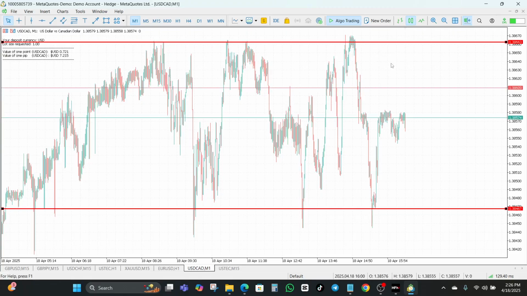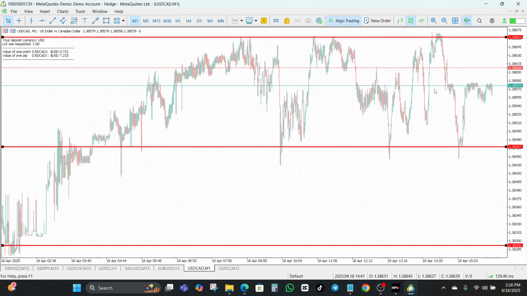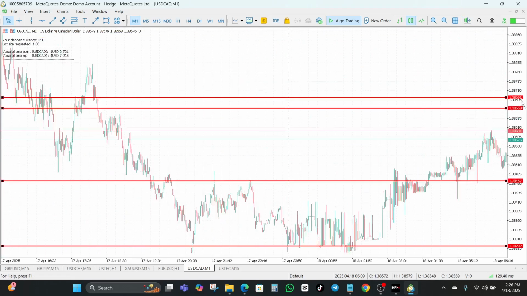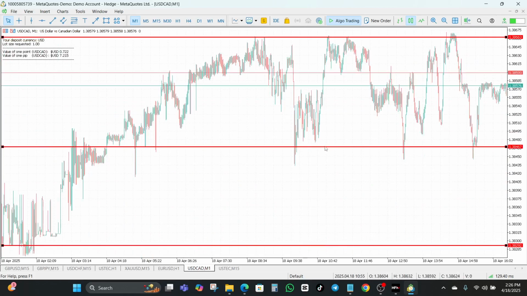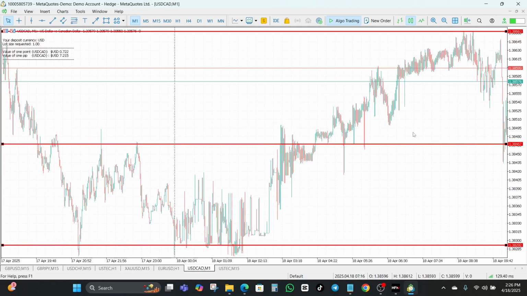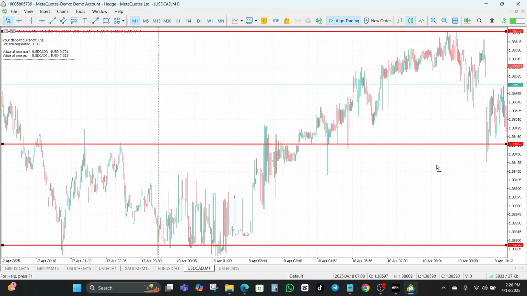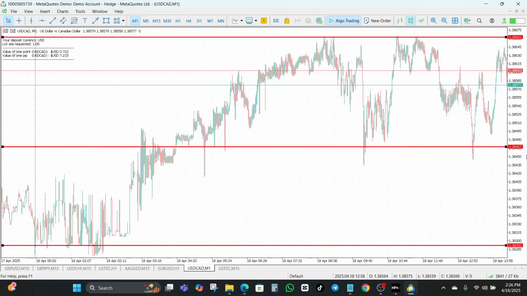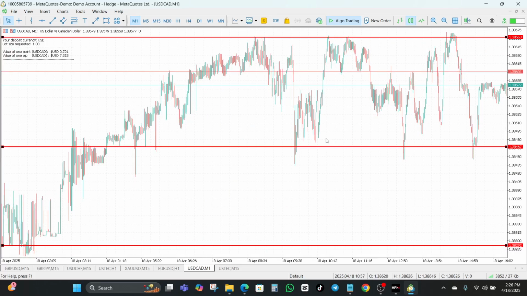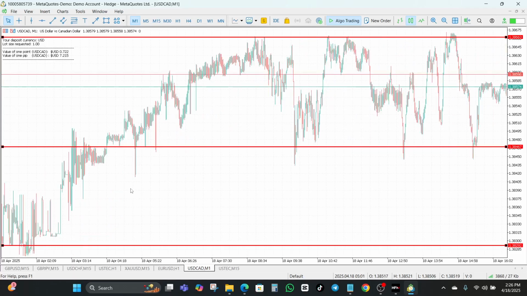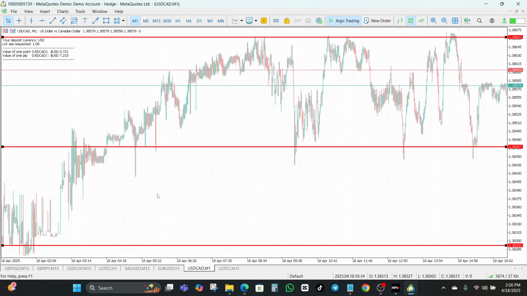Now, here is how to enter. You have to wait for a change of character or a break of structure on the 1 minute time frame, near your higher time frame zone. If it is a trending market, remember the current price activity is ranging, but in a trending market you have to look out for break of structure, just like what we can see happening.